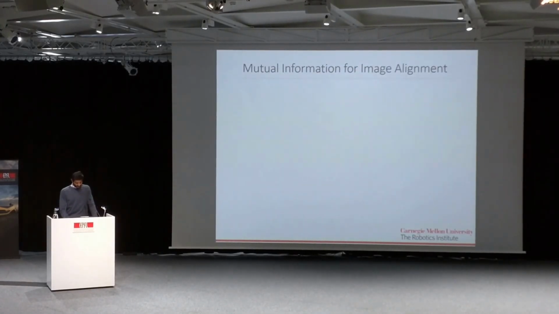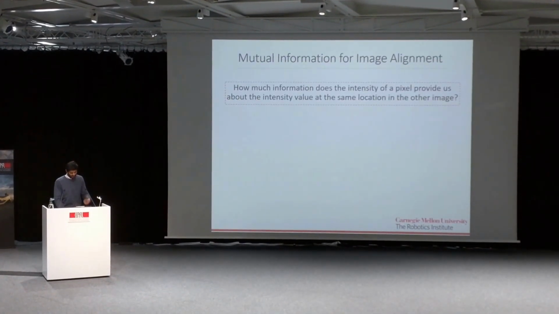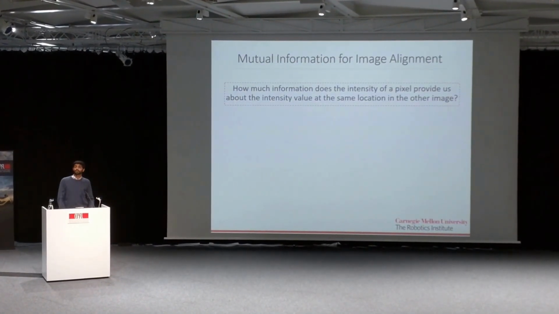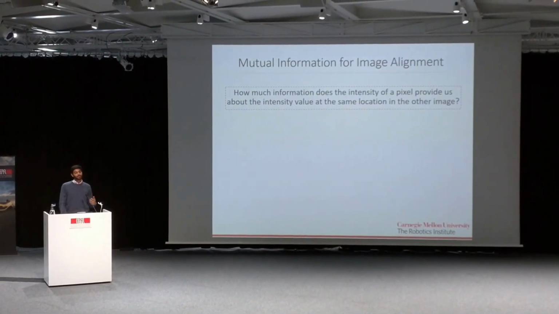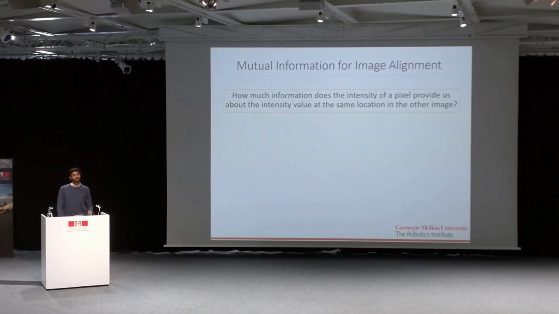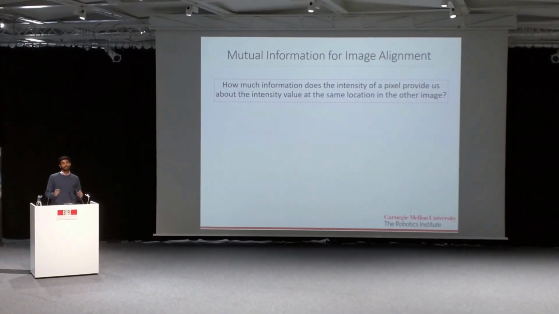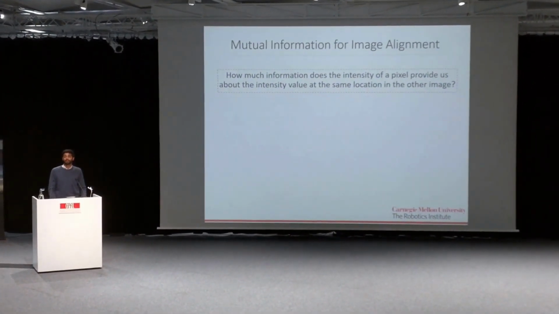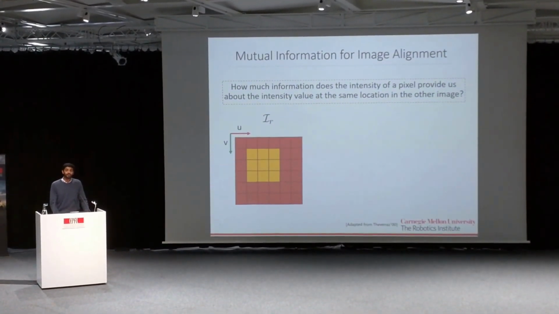So let's look at computing the mutual information cost function here. The key intuition when you're trying to use mutual information for visual odometry is that you're trying to explain how much information knowing the pixel value for a particular location in a reference image gives you about the pixel value in the live image. To explain that intuition, we work with a toy example.